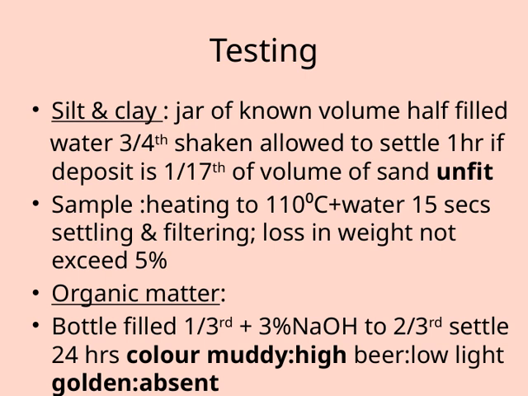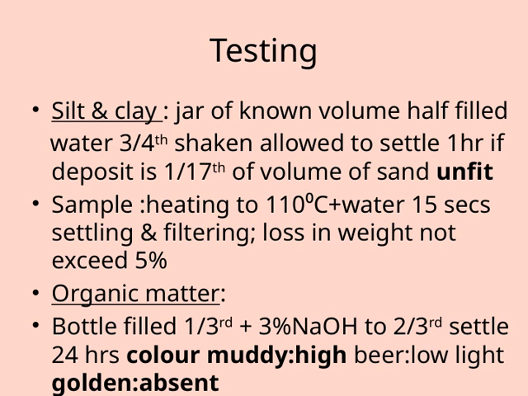Next, for the sample testing, we heat the soil to around 110 degrees Celsius for about 15 seconds, then add water and allow it to settle and filter. The key here is that the loss in weight shouldn't exceed 5%. This process helps us determine the organic matter content by measuring the weight loss after burning off the organic material.